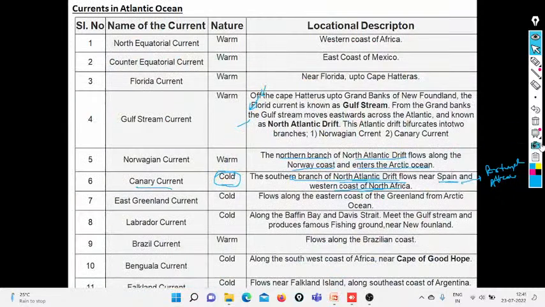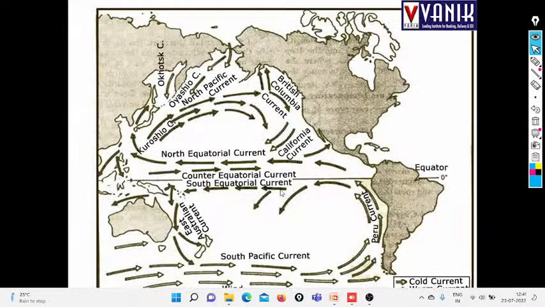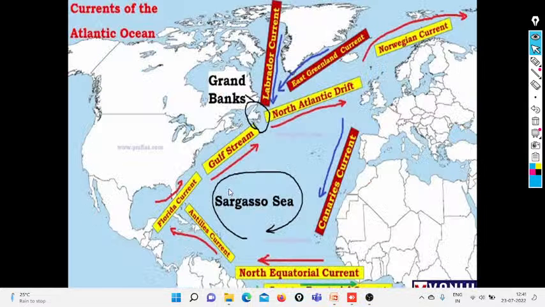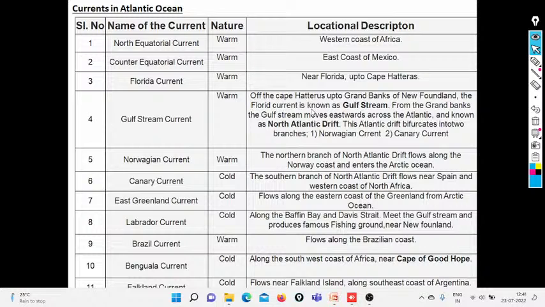Then you see the East Greenland current. It is also a cold current. This is the East Greenland current. It flows along the eastern coast of Greenland from the Arctic Ocean.